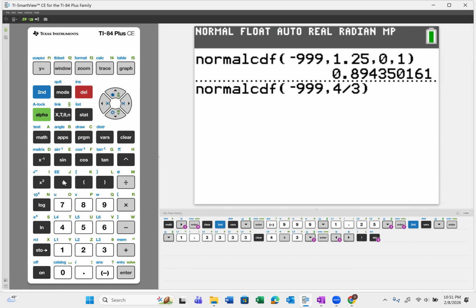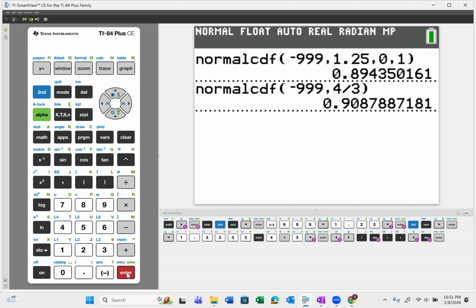The comma, when you need it, is right above the 7 to separate out those two things. I don't want commas now. It will give me an error in there. And so you can type in your expression for your normal CDF, and we'll get 90.8%.